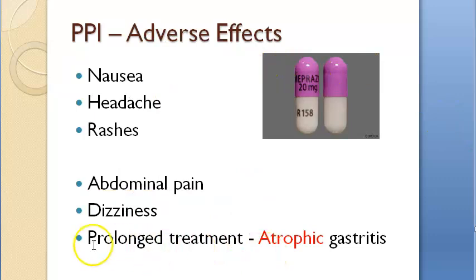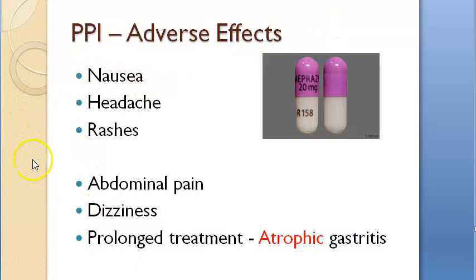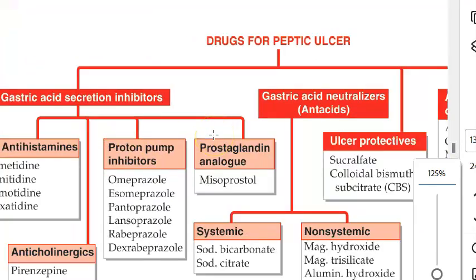Okay. Now, what are the side effects of PPI? Not much, guys. Just remember, prolonged treatment can lead to atrophic gastritis. Standard side effects you can write. Mainly, you remember atrophic gastritis. The atrophy is happening of the stomach. But anyways, we are commonly prescribing it to people, right? So that is why they are asking you in the exam. Okay. So if you can't give PPI for whatever reason, what else can you give, guys?